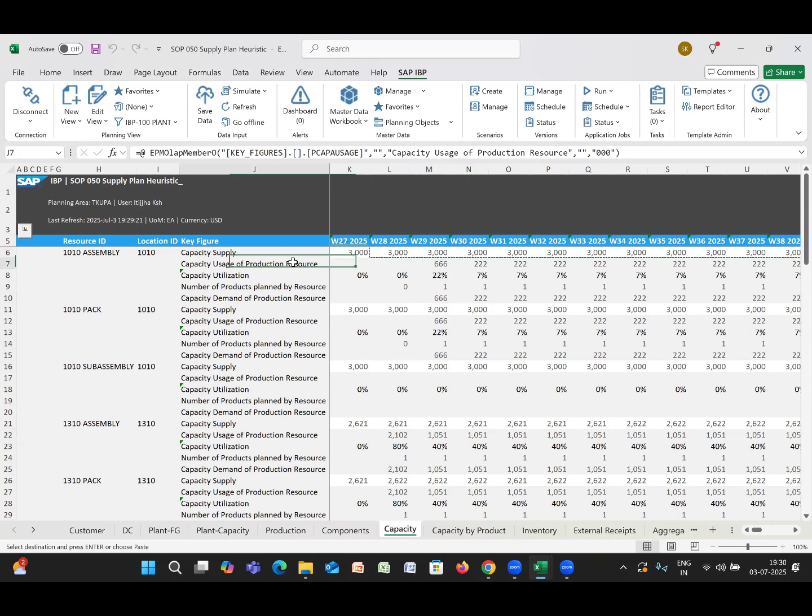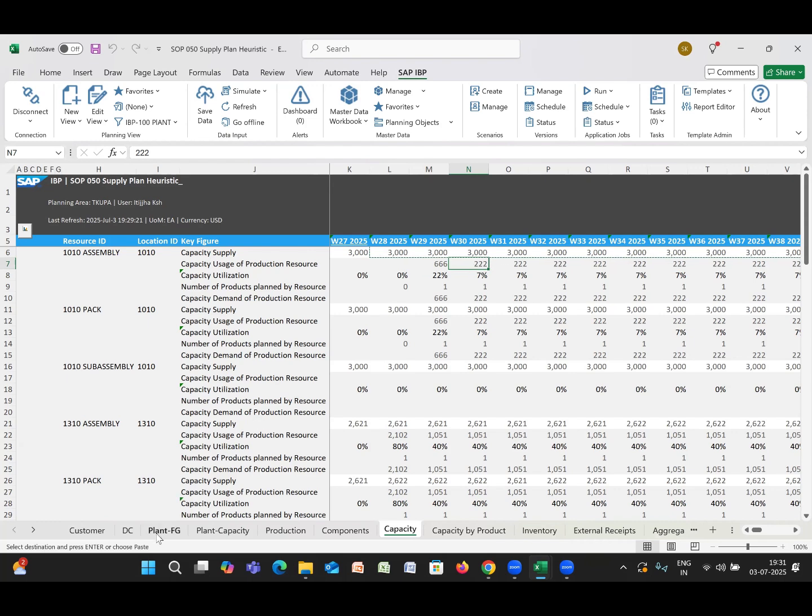Then look at the second key figure. It says capacity usage of production resource. So this is 666 in this week, and then we have 222 in other weeks. Does it remind you something of this number? Have you seen this number anywhere? This 666, 222. Do you recall such number somewhere?